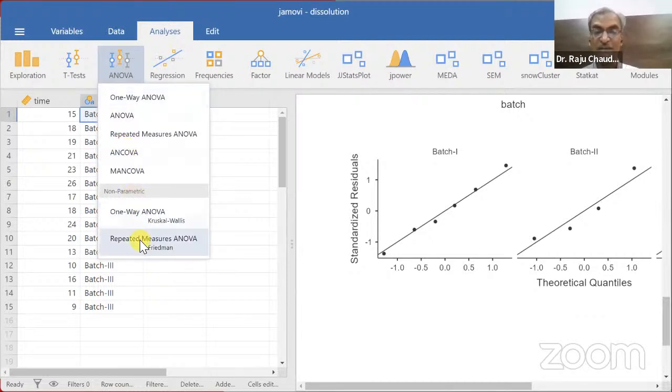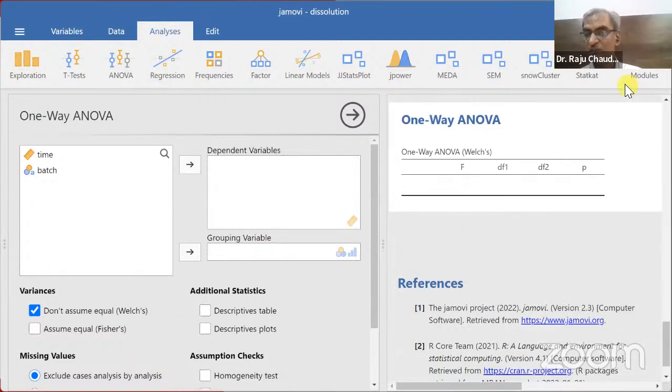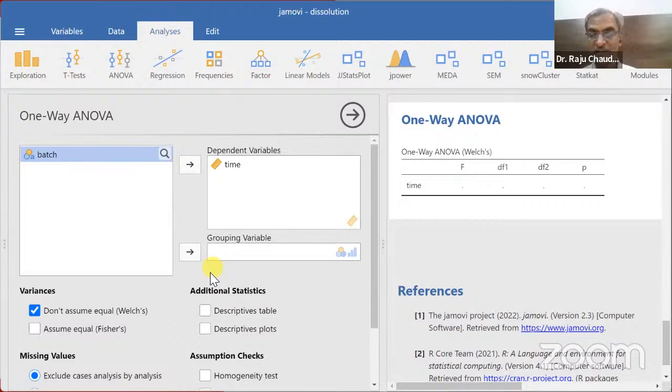After that, we have a non-parametric section, right? That is one-way ANOVA, and we have repeated measure ANOVA, right? So currently we are discussing the one-way ANOVA. Once you select the data and the variable, automatically we will get the result. Let us take time, that is the dependent variable or dissolution time, and batches, that is your grouping variable. So this is my analysis of variance, right?